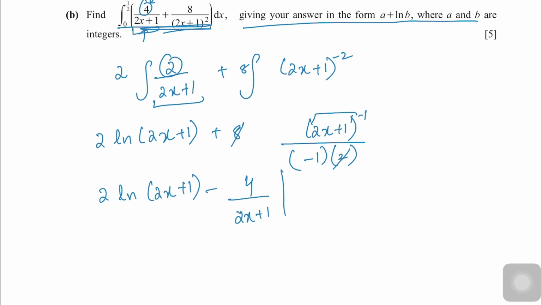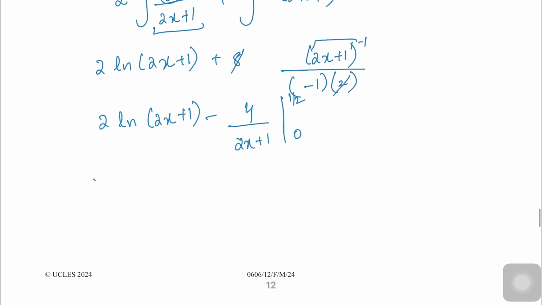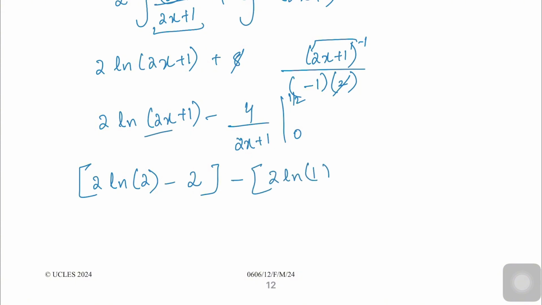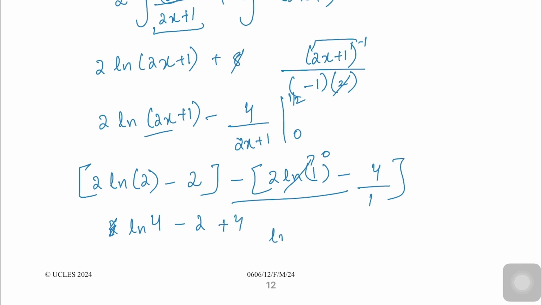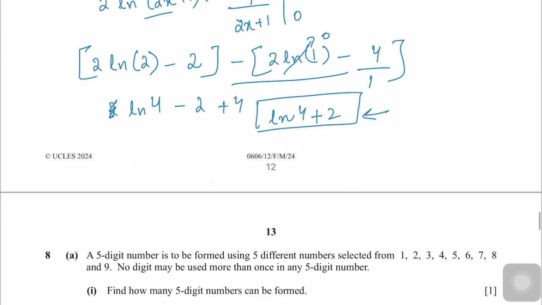So we apply our limits, 1 over 2 and 0. So this would be 2 ln of 1 over 2, and 2 times that is basically 1. So this would be ln 2, and then 4 over 2 is basically 2. This is our upper limit. Our lower limit would be 2 ln 1, which is basically 0, and then negative 4 over 1. So this would be 2 ln 4 negative 2, plus 4. So this can be written finally as ln 4 plus 2. So this is our final answer.